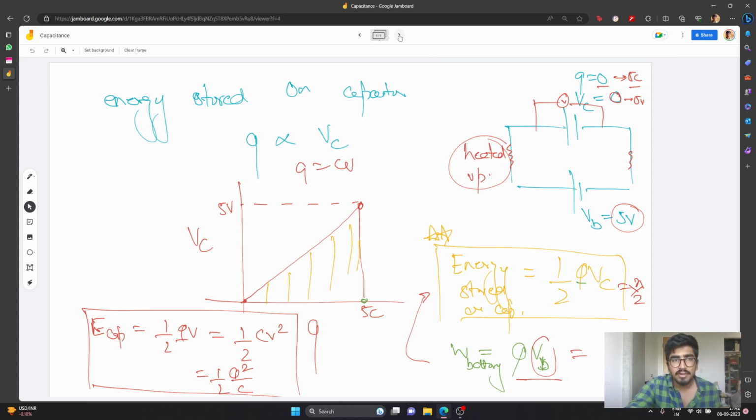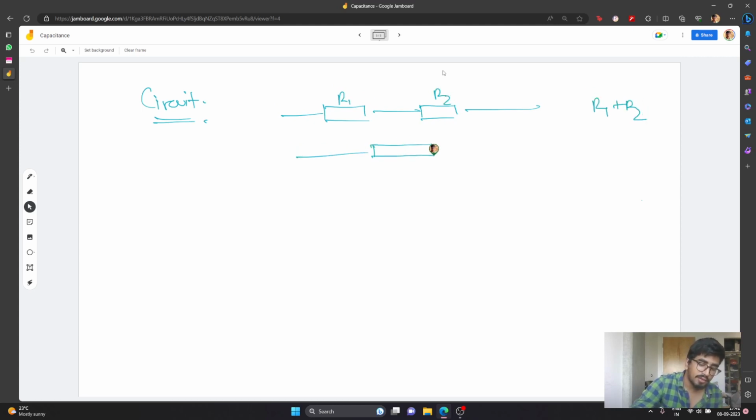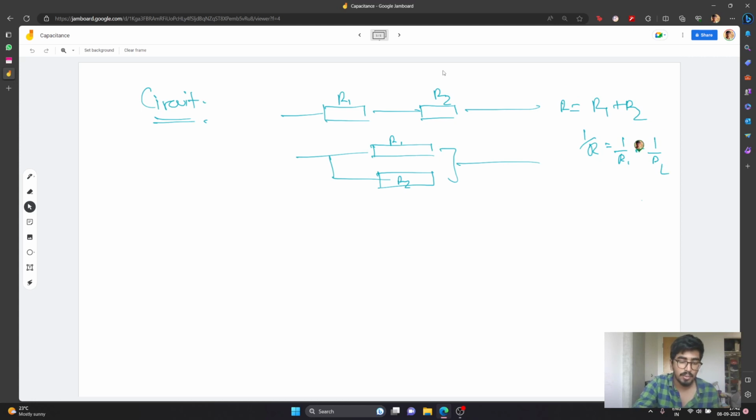Okay, there are two things that we like to do, similar to resistors. We like to put them in a circuit. Say I had one resistor here, R1, and one resistor here, R2. In series, this becomes R1 plus R2. Or similarly, we have R1 here and R2 here in parallel, and this becomes 1 by R equals 1 by R1 plus 1 by R2. So that was the parallel and series combination.